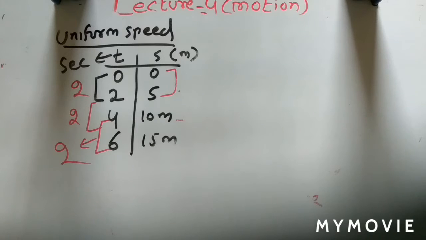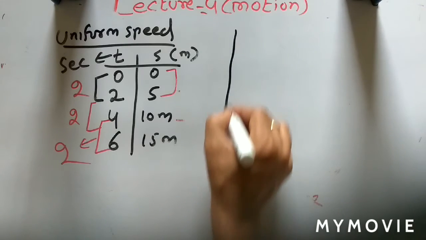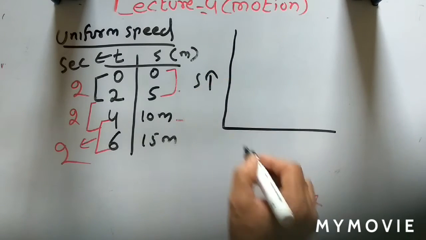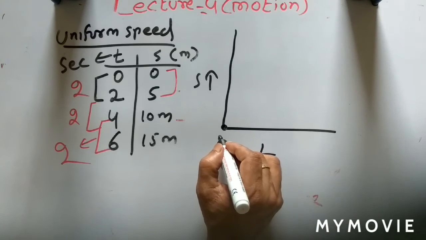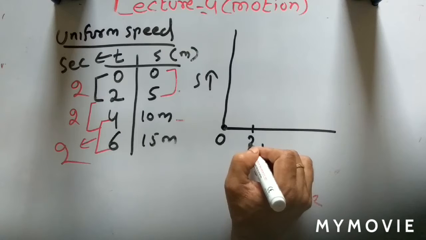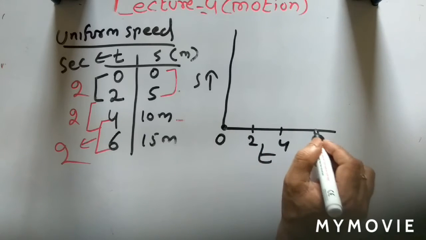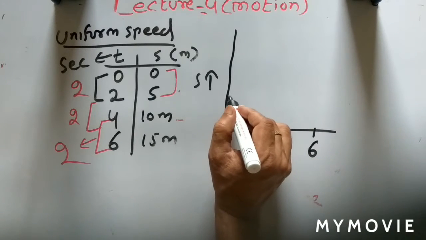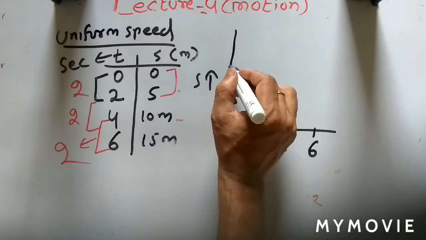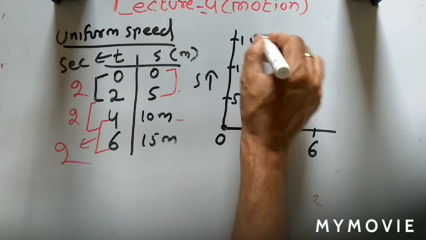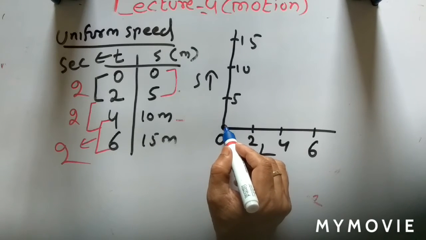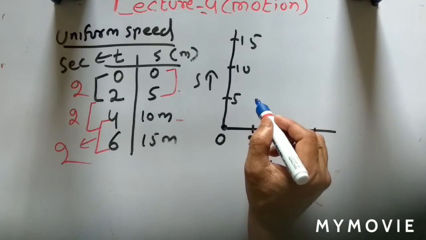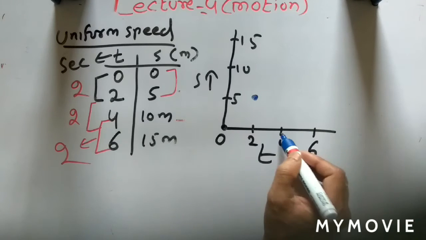Within 2 seconds, the distance covered is always 5 meters. That type of motion is called uniform motion. So what is the nature of the distance-time graph for a uniform speed? Let us say this is the distance s, this is the time t. At t = 0, at t = 2 seconds, at t = 4 seconds, and at t = 6 seconds. Let us say this is 5 meters, this is 10 meters, this is 15 meters.